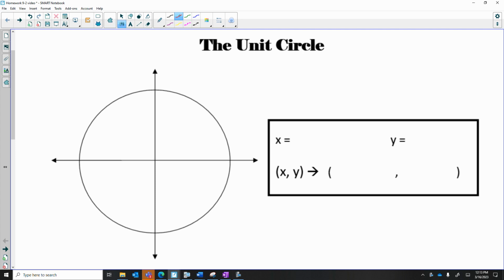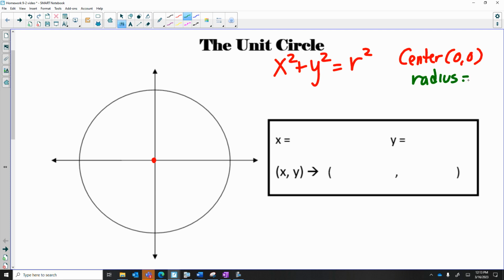You guys learned about circles, hopefully in geometry. A circle has the basic format x squared plus y squared equals r squared if it is centered at the origin. And this circle is centered at 0, 0, which is the origin. Now this circle has a radius of 1 unit.